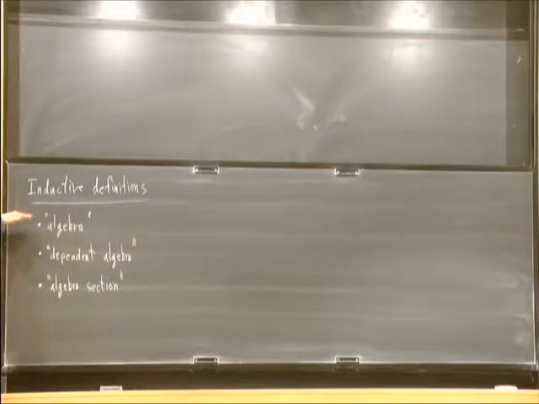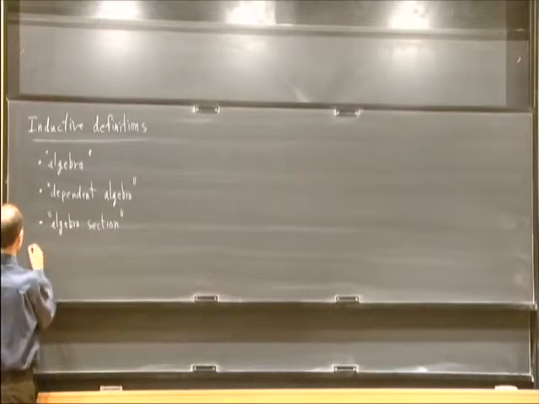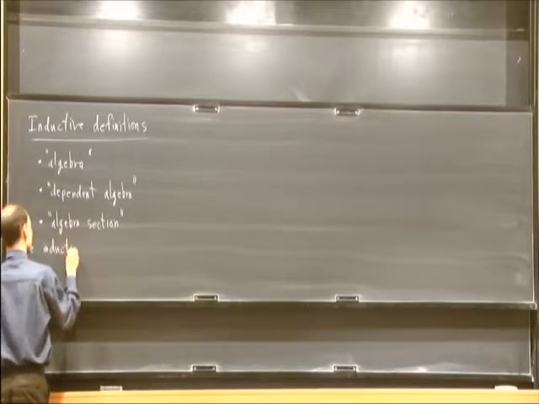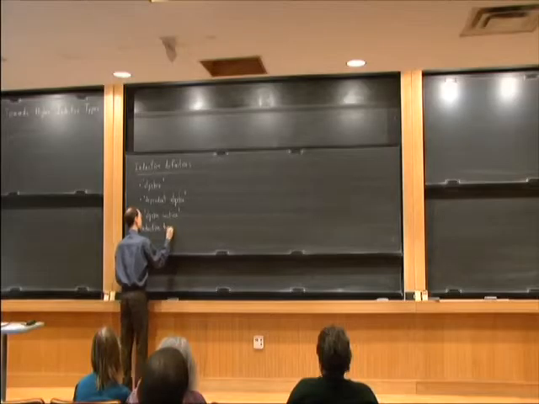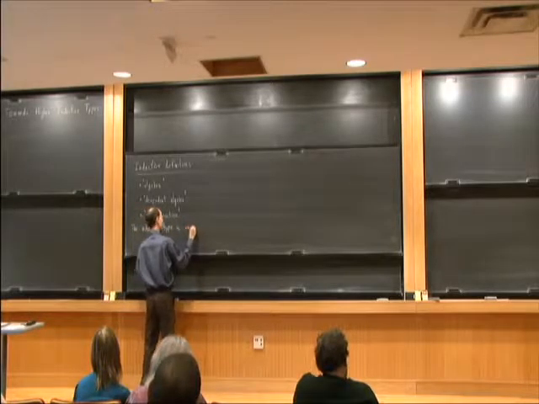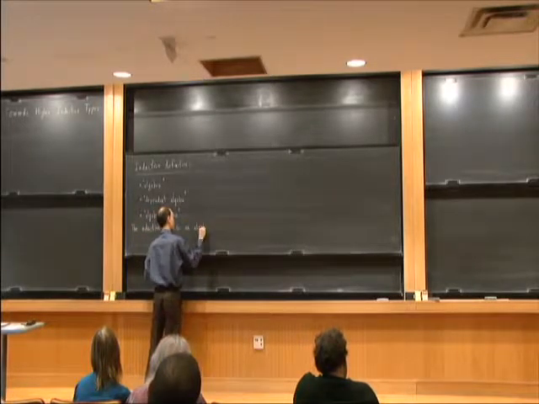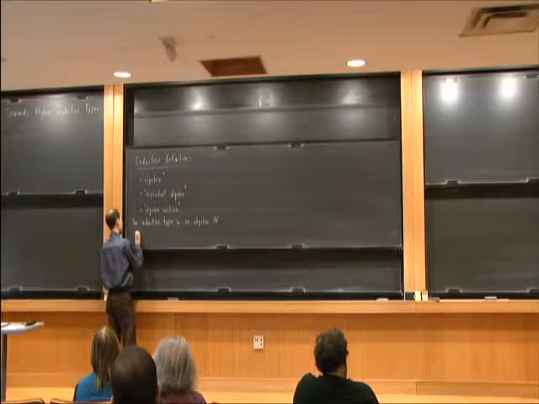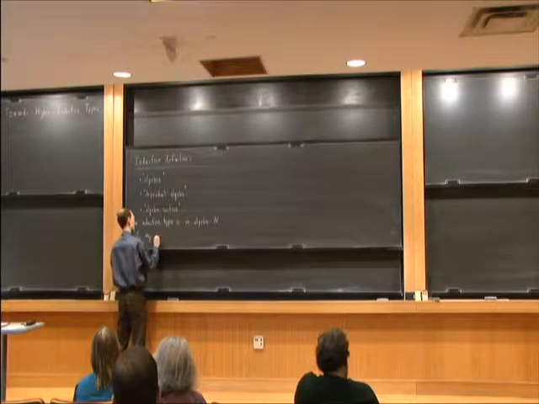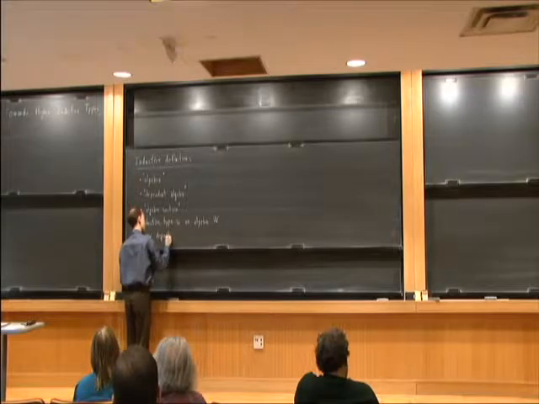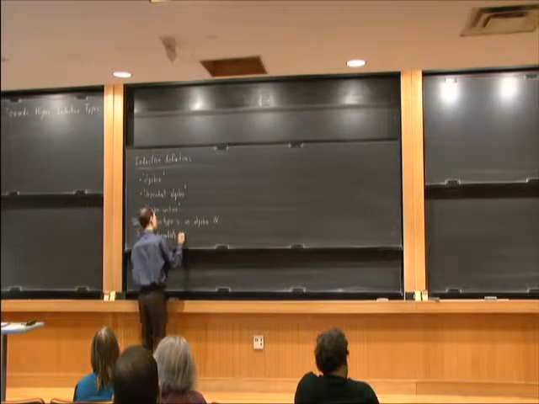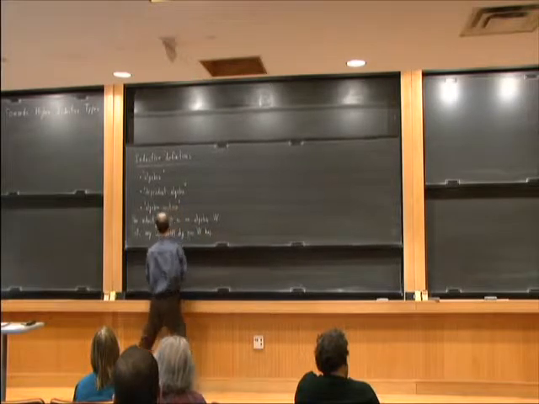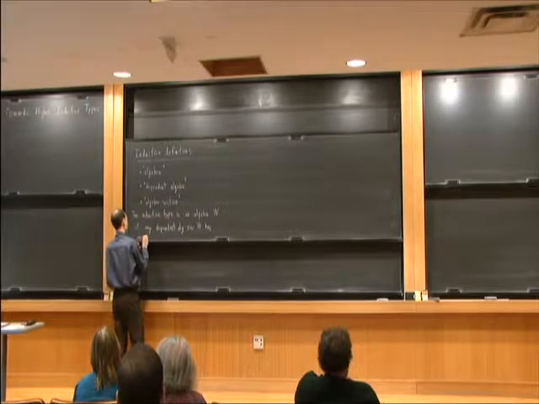So what's going to happen? The inductive type defined is, in particular, an algebra, whatever that means. Maybe I'll call it W, such that any dependent algebra over W has an algebra section, a specified algebra section.